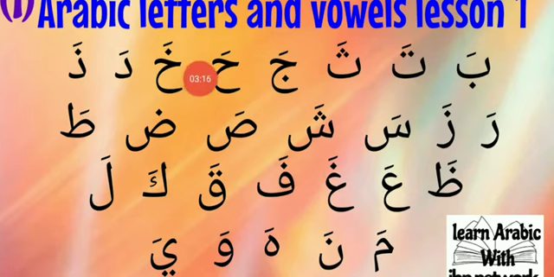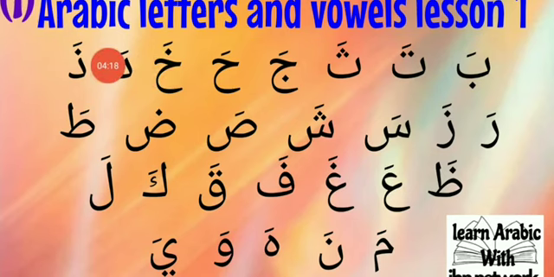Here we have ha with fatha. So we say ha fatha ha. So we say ha, ha, ha. So here we have dal together with fatha. So we say dal fatha da. So we have da, da, da.